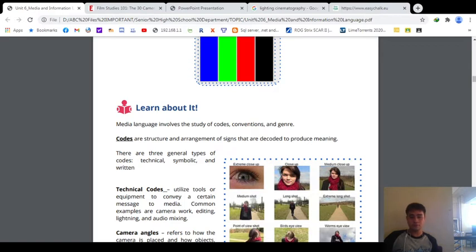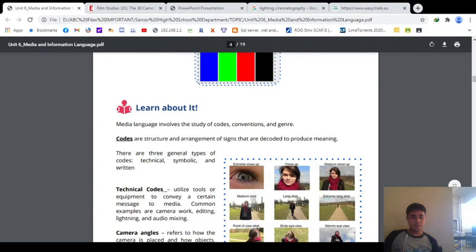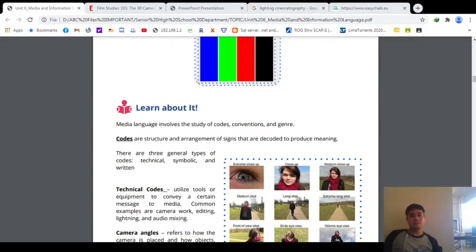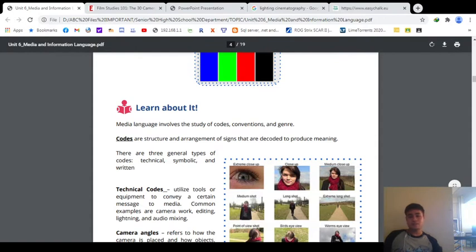So you have to provide a code. Every code has a deeper meaning. If you have to provide a meaning that can be easily understood by other people, it's between you and that person. You have to create a certain code. So there are three general types of codes: the technical, the symbolic, and the written.